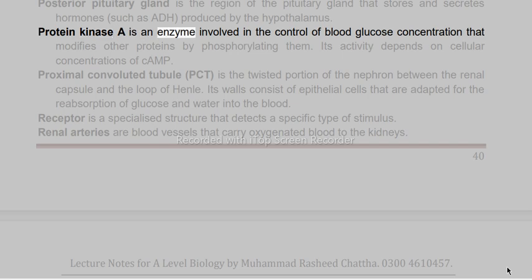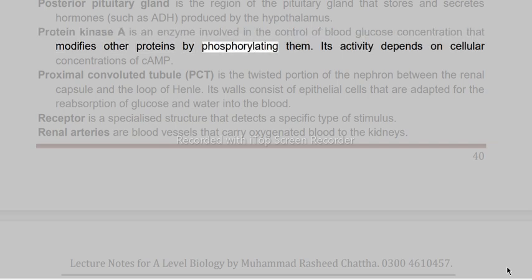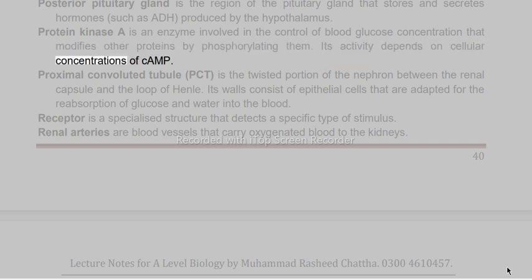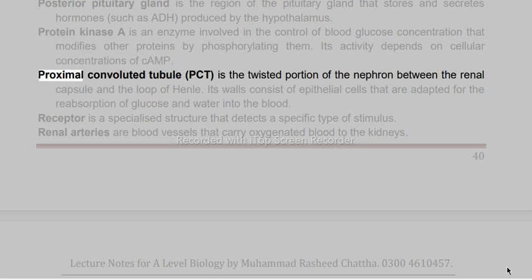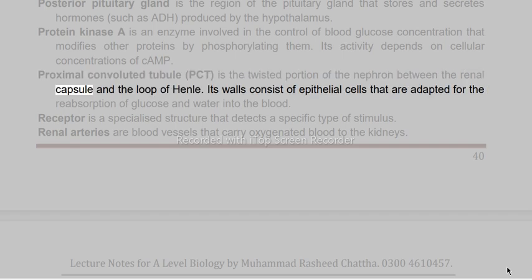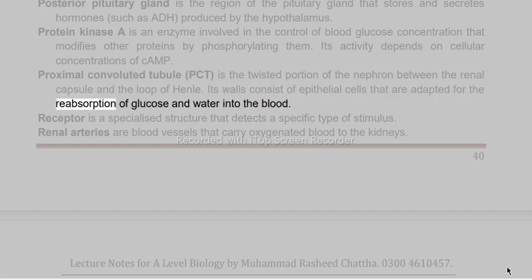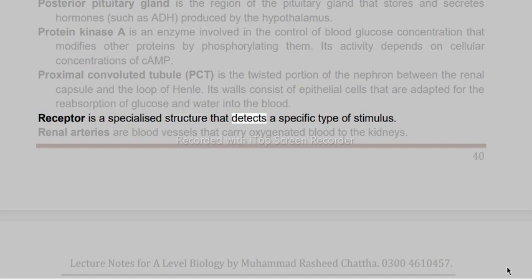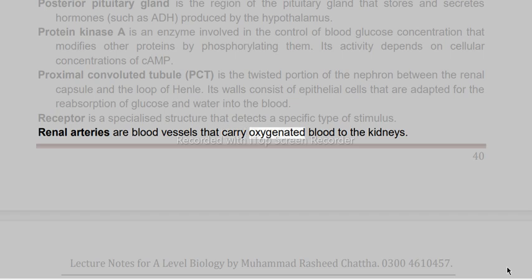Protein kinase A is an enzyme involved in the control of blood glucose concentration that modifies other proteins by phosphorylating them. Its activity depends on cellular concentrations of cAMP. Proximal convoluted tubule, PCT, is the twisted portion of the nephron between the renal capsule and the loop of Henle. Its walls consist of epithelial cells that are adapted for the reabsorption of glucose and water into the blood. Receptor is a specialized structure that detects a specific type of stimulus. Renal arteries are blood vessels that carry oxygenated blood to the kidneys.